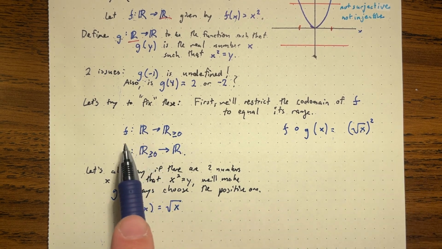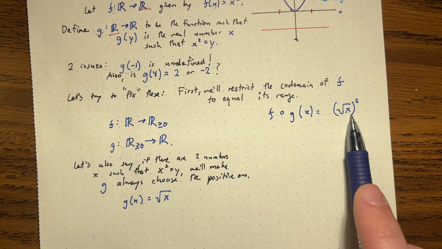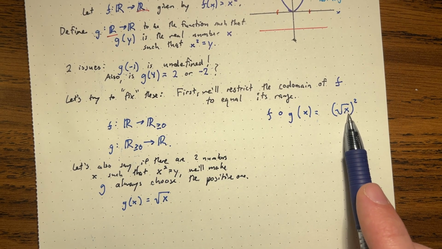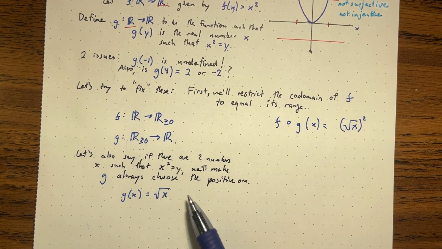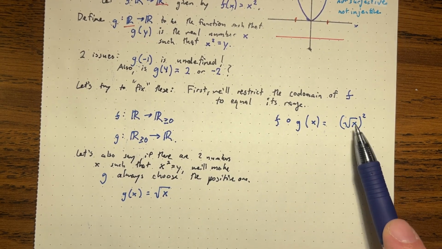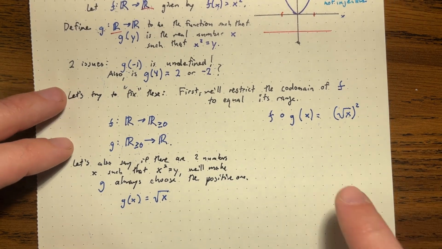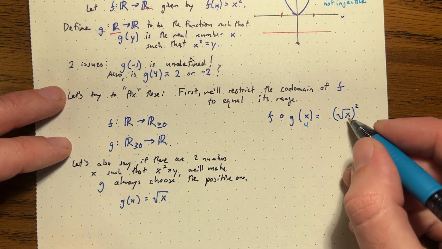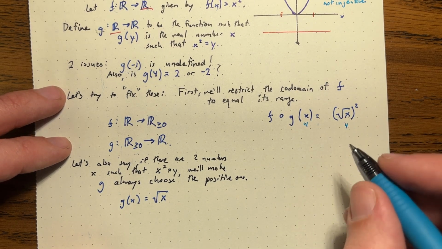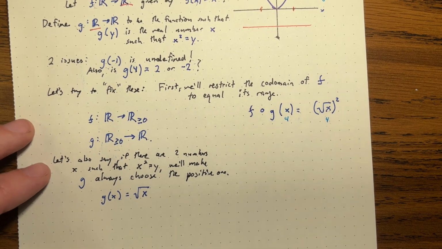As long as this is defined, right? You can't plug in a negative number here, and the square root we are just declaring to always choose the positive root. So then when we square it, we actually get the number back. We can see that in an example, right? Let's say we plug in 4, take the square root, which is 2, square that, you get 4 back. Okay. So this works. Let's check the other one.